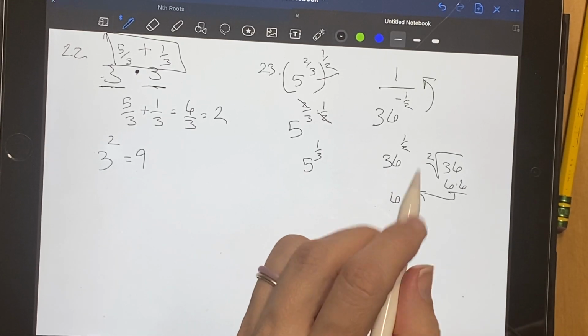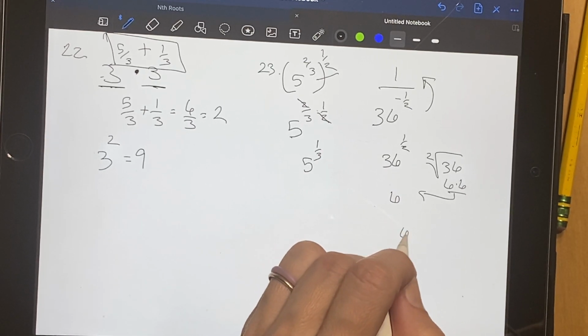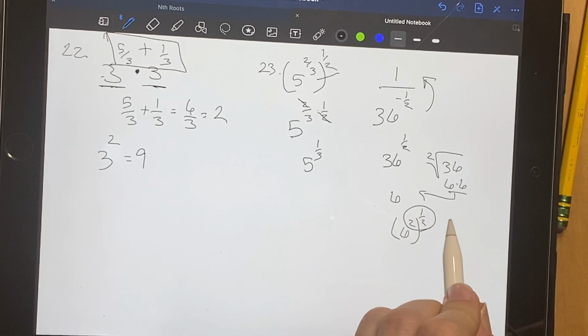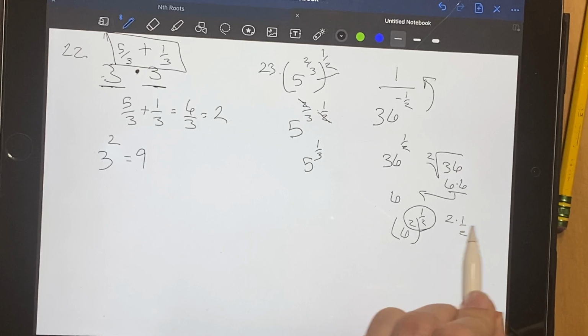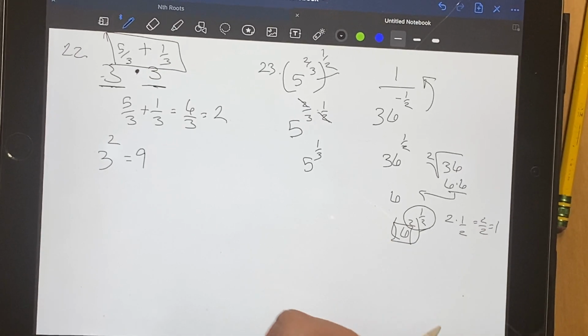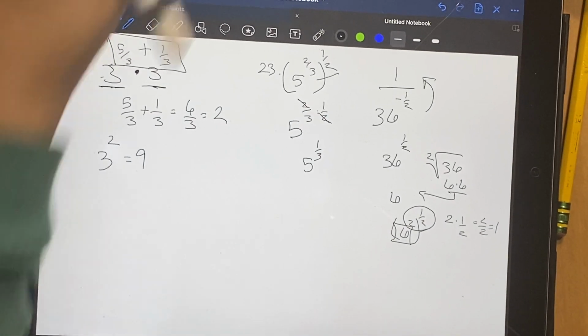We could rewrite it as 36 being 6 squared raised to the 1/2. And knowing with our power to power, I now have 2 times 1/2, which gives me 2 over 2, which gives me 1. And 6 to the 1 is simply 6. So there's that one to work out.